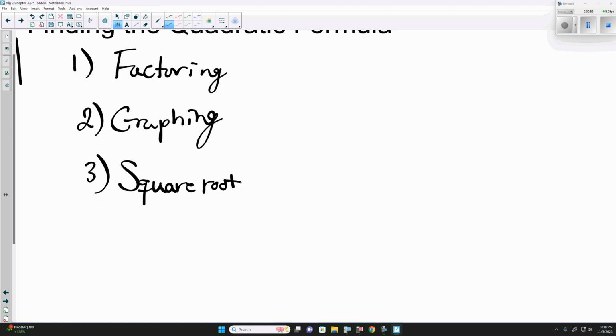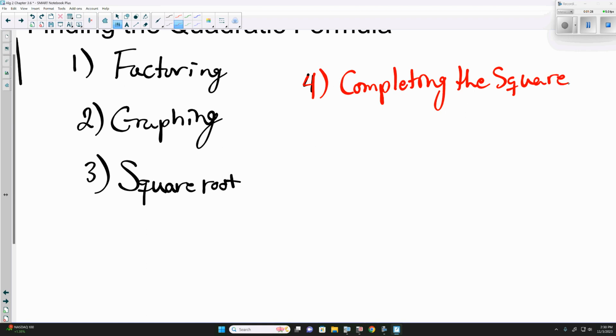Now, with all these here, they all had some kind of drawback to them. If it wasn't factorable, we couldn't solve it by factoring. If it didn't cross the x-axis, we couldn't solve it by graphing. And the square root method worked in some cases, but not in all, because if we had a middle term, technically the square root method didn't work. But the way we went over yesterday, completing the square, worked in every single case. No matter what the quadratic is, we can use completing the square to solve it.